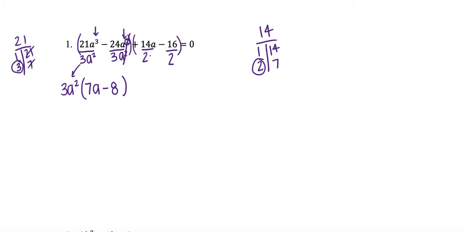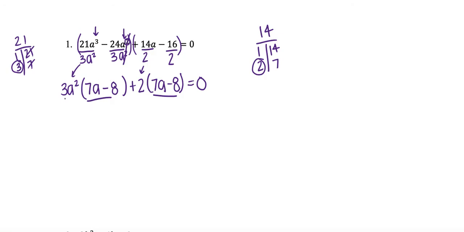And then we can go through the same process with this one. So my GCF, my 2, goes out in the front. And then I'm going to divide both of these by 2. So 14a divided by 2, I get 7a. Negative 16 divided by 2, I get minus 8. And now I know that I did it right because both of these parentheses are the same.